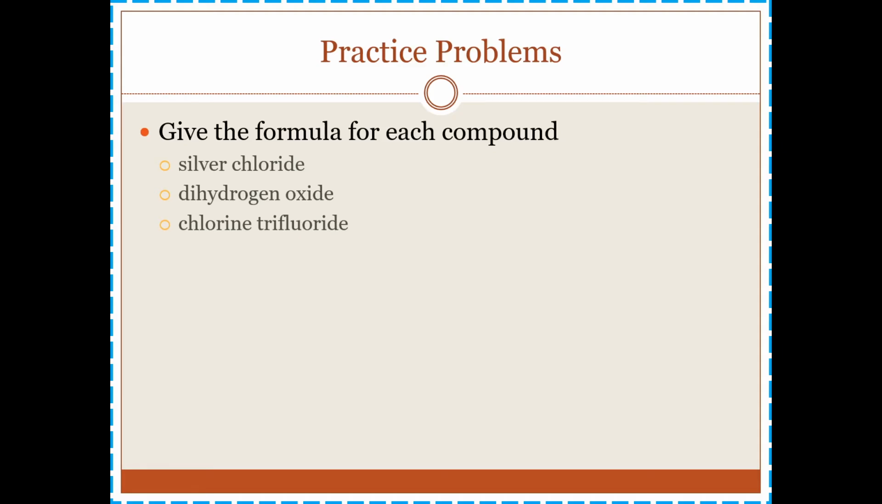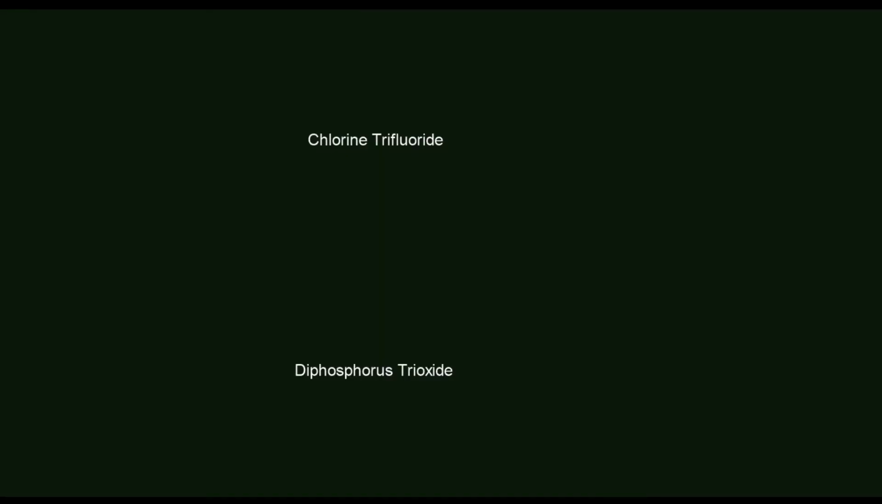Here's chlorine trifluoride. We're going to write chlorine, which is Cl, fluoride, it's going to be F, and we're going to have 3 down here to indicate 3 fluorine atoms.